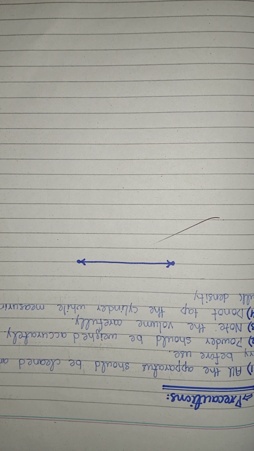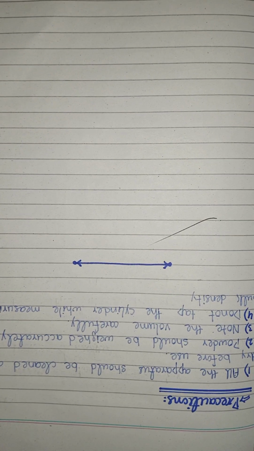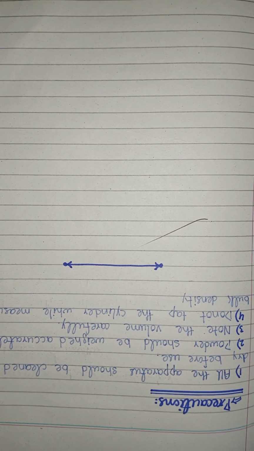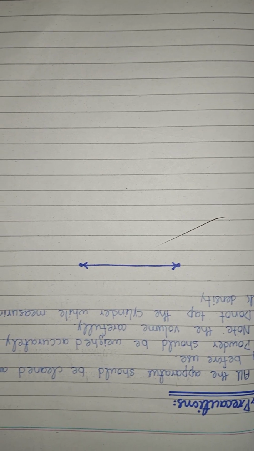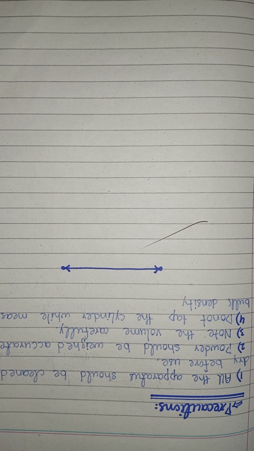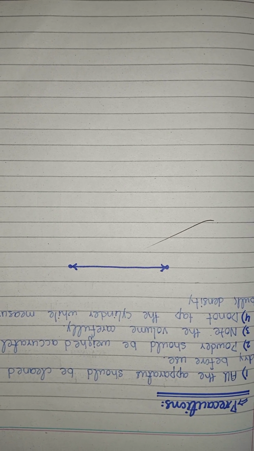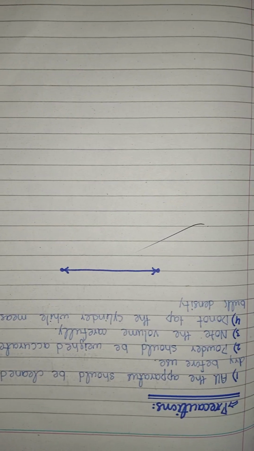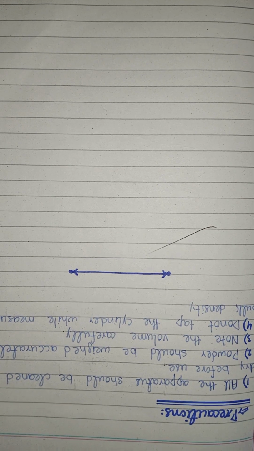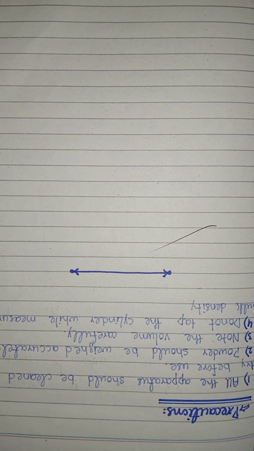Okay, and the precautions for this experiment are that all the apparatus should be cleaned before use and must be dried, and the powder should be weighed correctly by your measuring balance. Note the volume carefully, and don't tap the cylinder while measuring the bulk density. If you tap it, then it will become the tap density, so you should be careful about it.